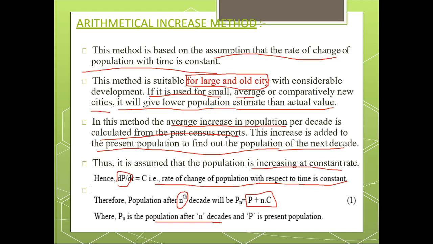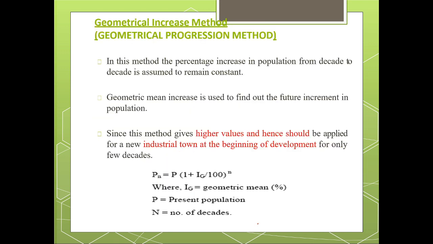Suppose this is 2020. After 2040 you have to find out the population, so it will take 2 decades. 2020 to 30 is 1 decade, 30 to 40 is 2 decades. Decade means 10 years, so you have to take 2 decades. P represents the present population, and n is nothing but the number of decades.